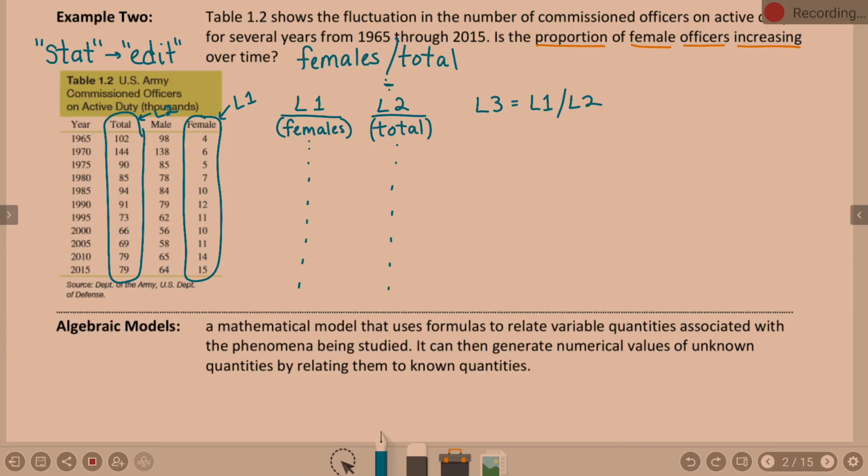Okay. So L3 was L1 divided by L2. And I normally go through and just write the numbers down, just the result. I only have mine to 3 decimal places. On the first one I have 0.039, then 0.042.